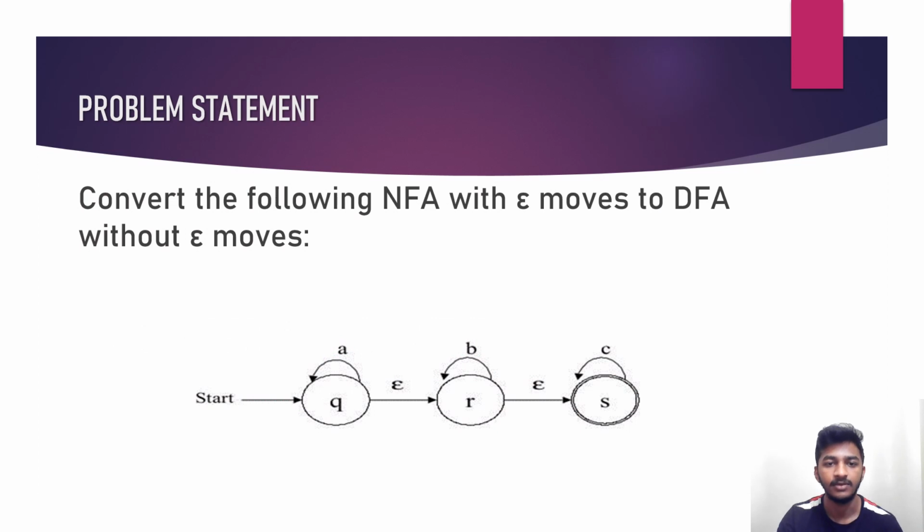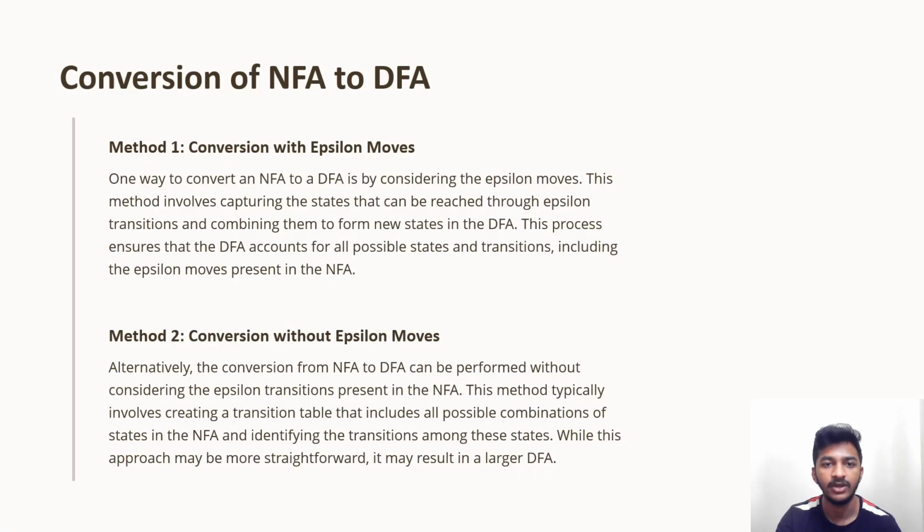The problem statement: convert the following NFA with epsilon naught moves to a DFA without epsilon naught moves. Conversion of NFA to DFA. There are two methods. Method 1: conversion with epsilon naught moves. One way to convert an NFA to a DFA is by considering the epsilon naught moves. This method involves capturing the states that can be reached through epsilon naught transitions and combining them to form new states in the DFA. This process ensures that the DFA accounts for all possible states and transitions, including the epsilon naught moves present in the NFA.